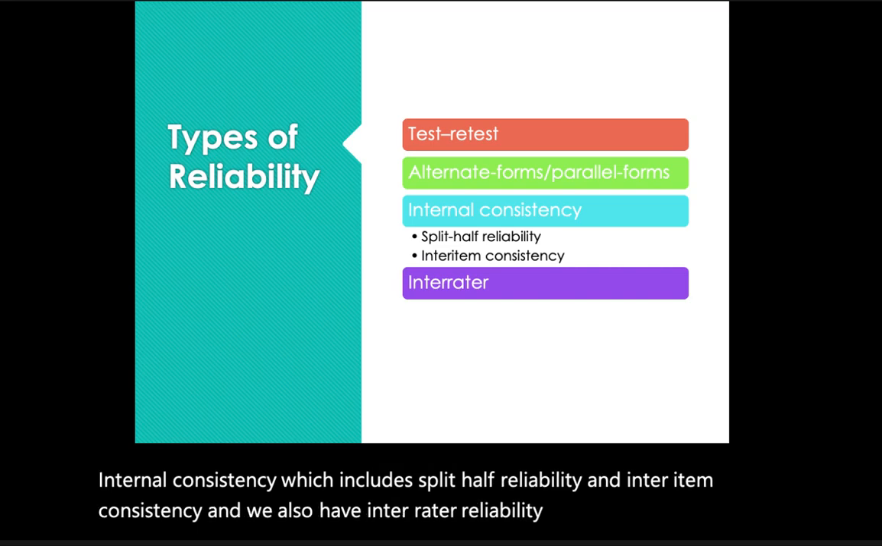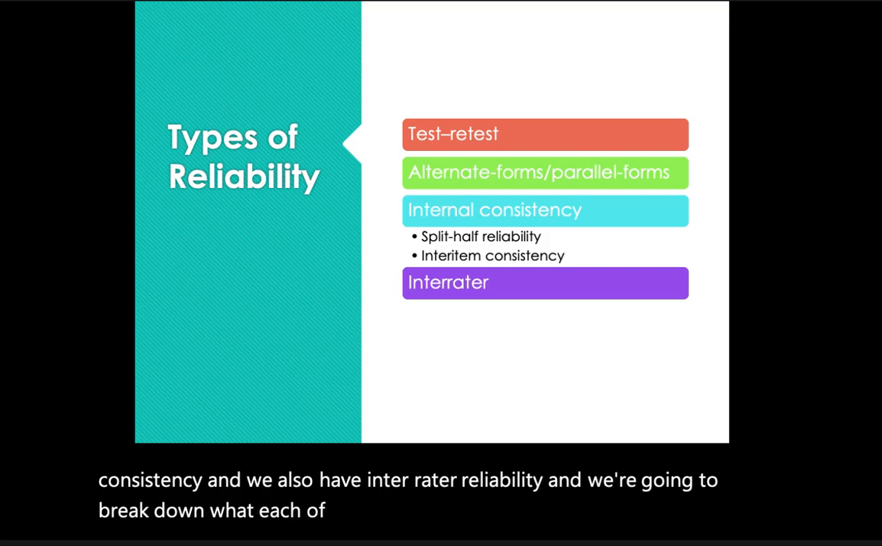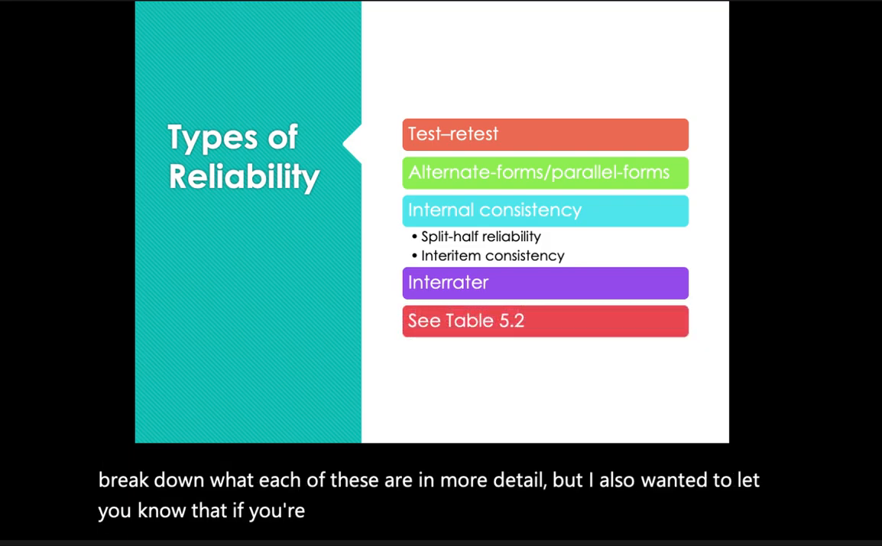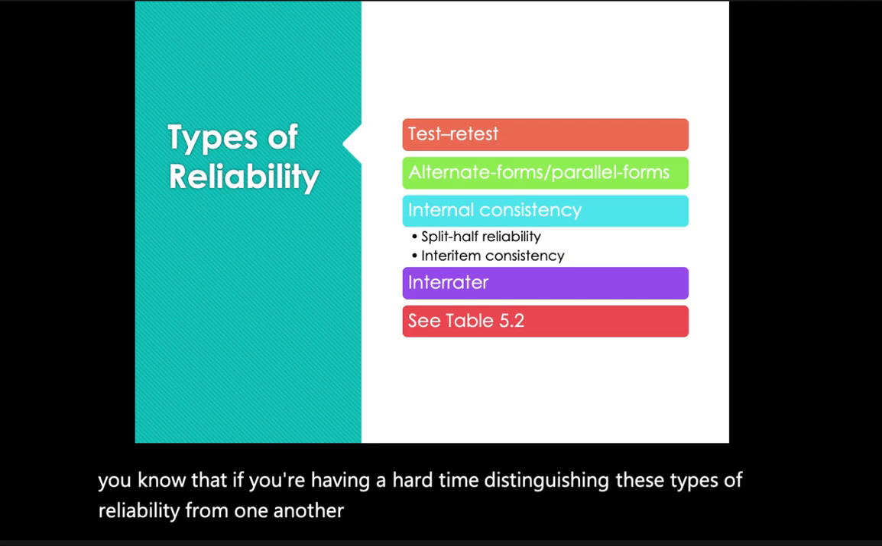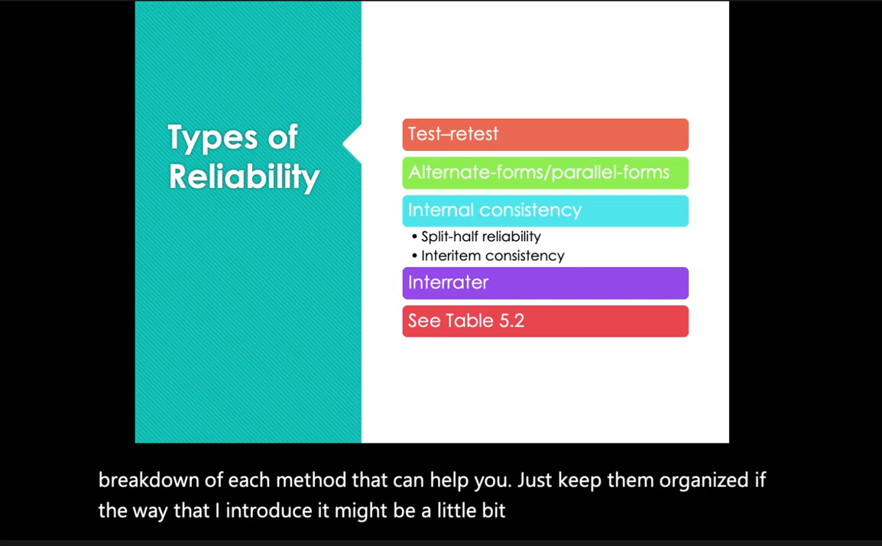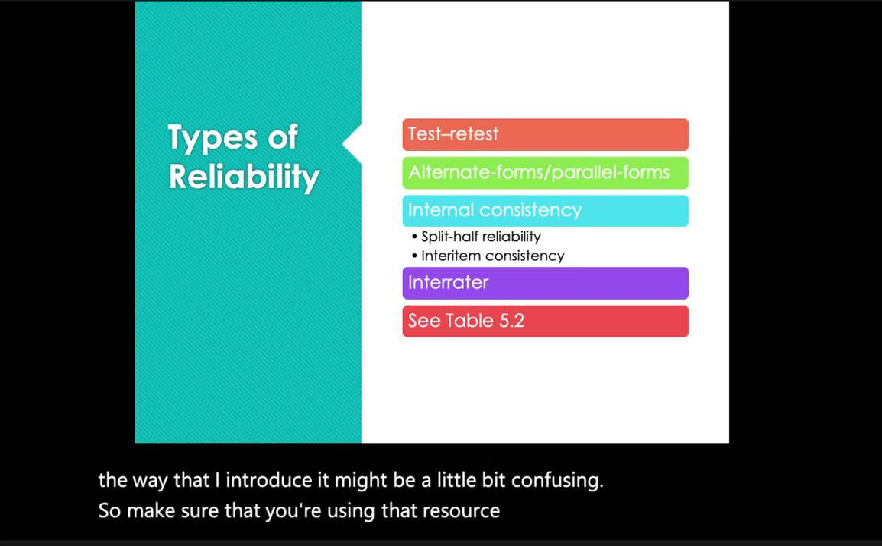We're going to break down what each of these are in more detail, but I also wanted to let you know that if you're having a hard time distinguishing these types of reliability from one another, Table 5.2 in our textbook is a really great breakdown of each method that can help you keep them organized, if the way that I introduce it might be a little bit confusing. So make sure that you're using that resource if it's helpful.